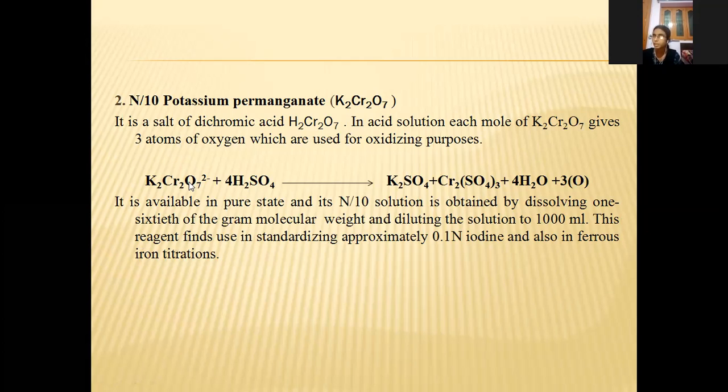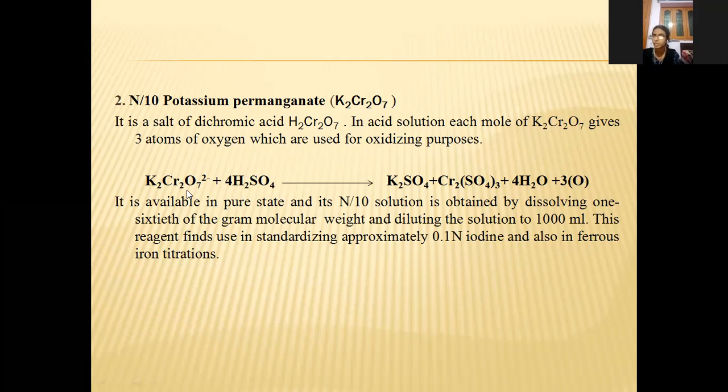When it reacts with 4 molecules of sulfuric acid, we get potassium sulfate and Cr2(SO4)3, which is chromium sulfate, along with 4 molecules of water and 3 atoms of oxygen.